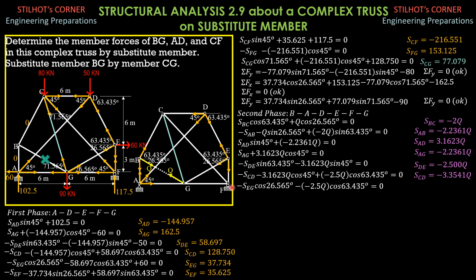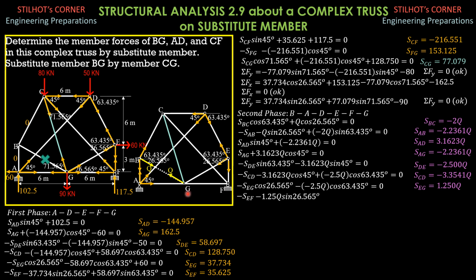So we proceed to joint F. FBD will be as shown. Angle here is 45 degrees. Summation of forces vertical first, to solve for SCF. So from the figure, SCF sine of 45 degrees, plus SEF, which is negative 2.7951Q, equals 0. So SCF is equal to 3.9529 of Q.